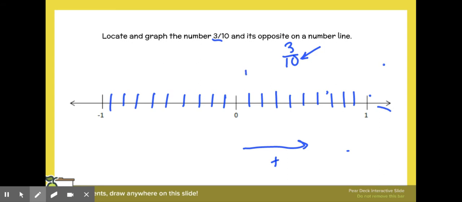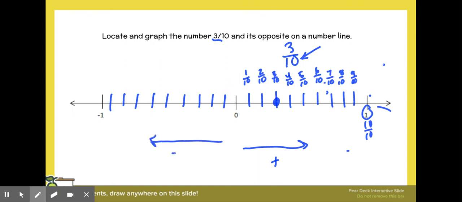So this would be 1/10, 2/10, 3/10, 4/10, 5/10, 6/10, 7/10, 8/10, 9/10, and then 1 would be equal to 10/10. So I've numbered it correctly. I'm just going to put a dot at my line where my 3/10 is, and that's how I'm going to graph that. Okay, going the other direction to the left are my negatives.